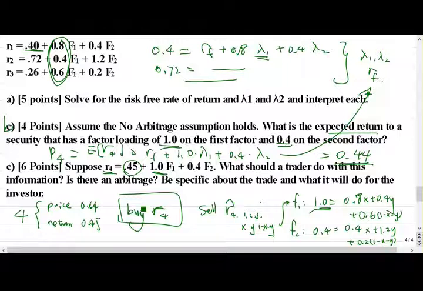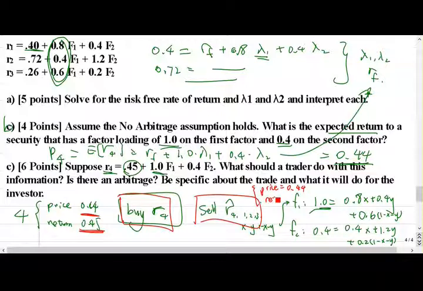So the most important thing again is to say you want to buy the actual thing because the return is larger than its price, and sell the replica. So what this replica does is the price of this replica will be 0.44 and the return will be 0.44 as well. So it's correctly priced. Of course, we're assuming A, B, C, 1, 2, 3 are correctly priced. So what this does is we can sell this to get the money to buy that one.